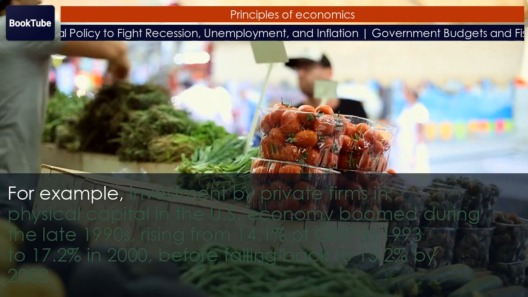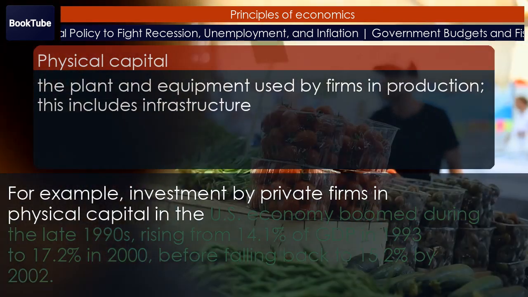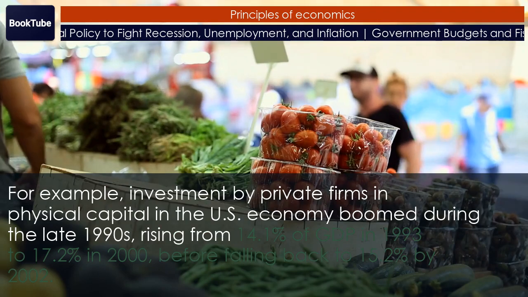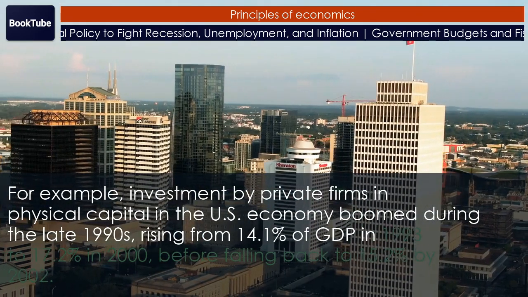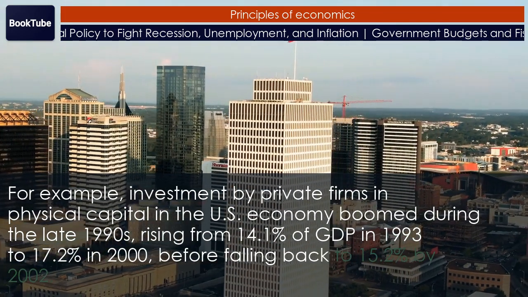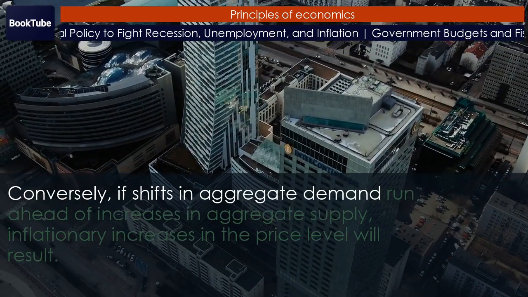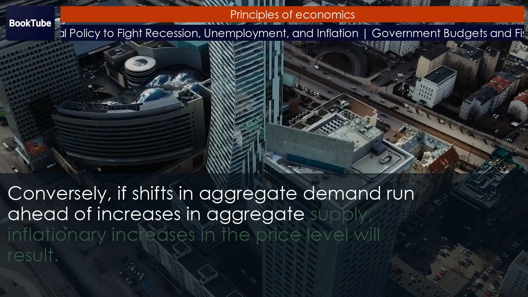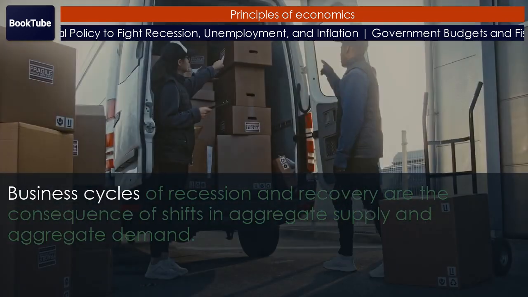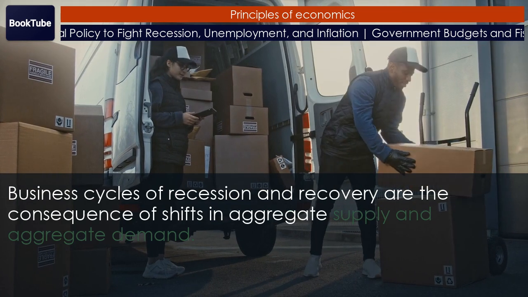For example, investment by private firms in physical capital in the U.S. economy boomed during the late 1990s, rising from 14.1% of GDP in 1993 to 17.2% in 2000, before falling back to 15.2% by 2002. Conversely, if shifts in aggregate demand run ahead of increases in aggregate supply, inflationary increases in the price level will result. Business cycles of recession and recovery are the consequence of shifts in aggregate supply and aggregate demand.